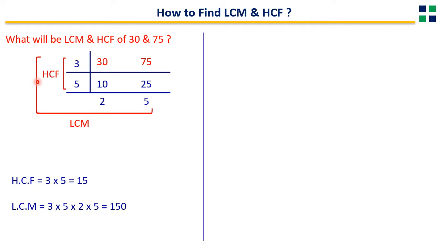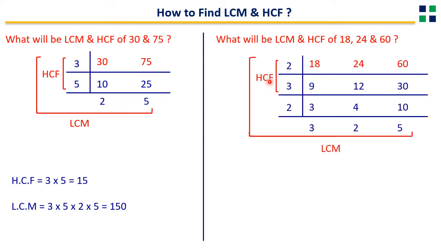Let's take another question. What will be LCM and HCF of 18, 24 and 60? We will write these three numbers 18, 24 and 60 like this. At first I will divide 18 by 2, also 24 by 2 and 60 by 2, because all three are even numbers. So I get 9, 12 and 30. All three numbers are now divisible by 3 also. If I divide 9 by 3, I get 3 here. If I divide 12 by 3, I get 4 here. And if I divide 30 by 3, I get 10 here.